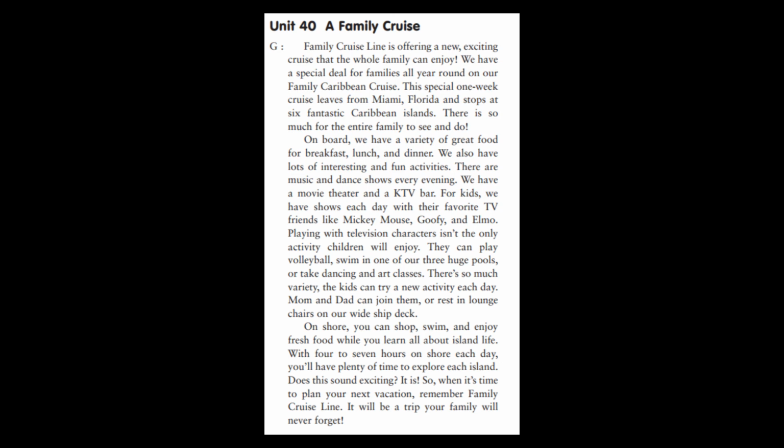Does this sound exciting? It is! So, when it's time to plan your next vacation, remember Family Cruise Line. It will be a trip your family will never forget.